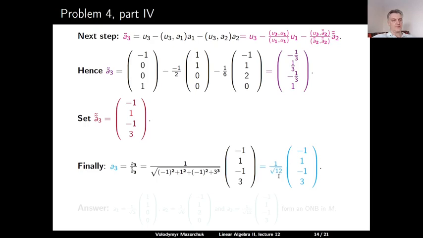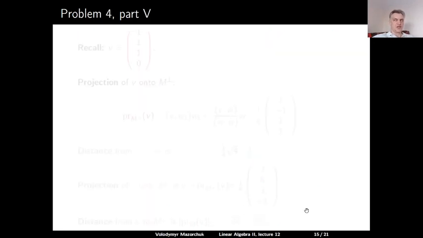root of 12. So the answer: the vectors A1, which is 1 divided by the square root of 2, 1, 1, 0, 0, A2, which is 1 divided by the square root of 6, minus 1, 1, 2, 0, and A3, which is 1 divided by the square root of 12, minus 1, 1, minus 1, 3. These three vectors form an orthonormal basis in M. So now we have to compute projections and distances. Recall that all this we need for the vector 1, 1, 1, 0.